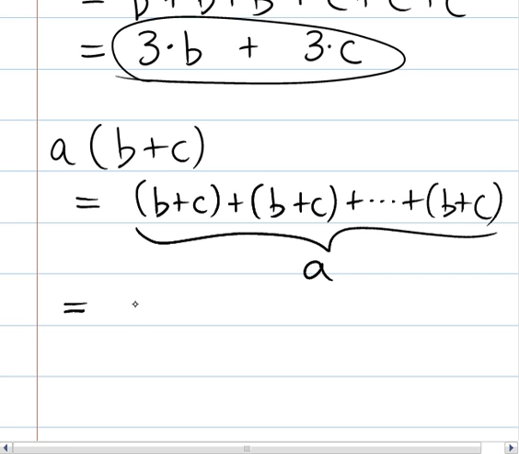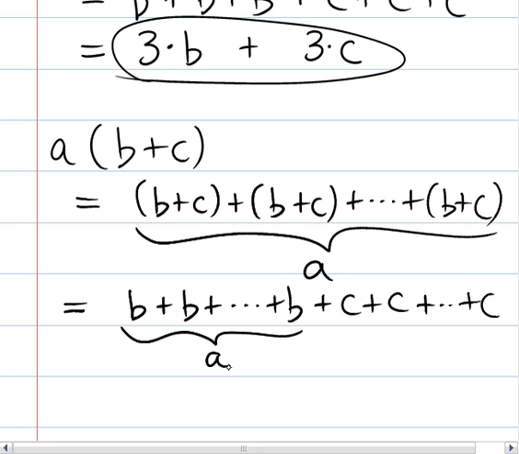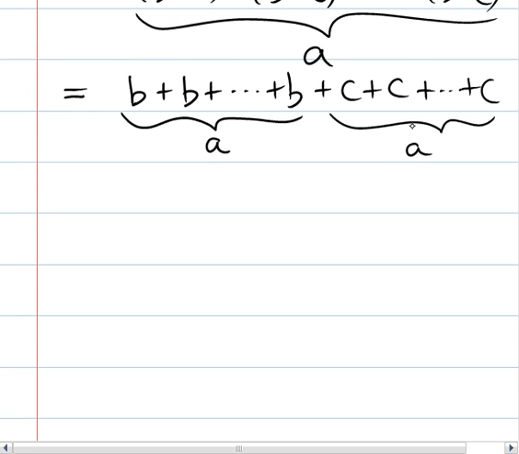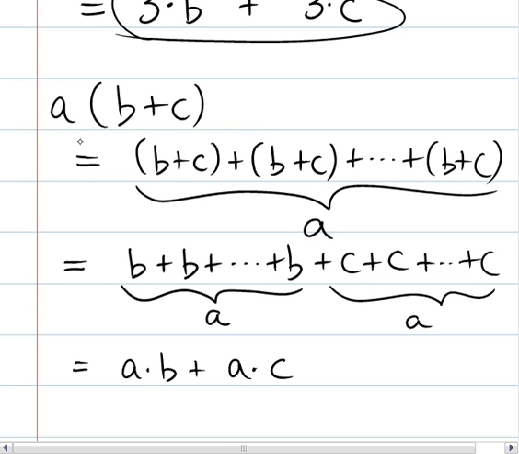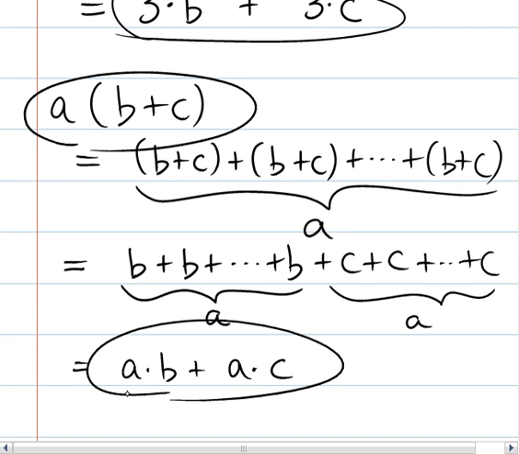Okay, well, if you reorder these, you're going to get a bunch of B's at the start, followed by a bunch of C's added up at the end. And you're going to have A of these B's and A of these C's. Okay, and that's otherwise known as A times B plus A times C. So we see that A times (B plus C) equals A times B plus A times C. Okay, and that will work no matter what these numbers are.